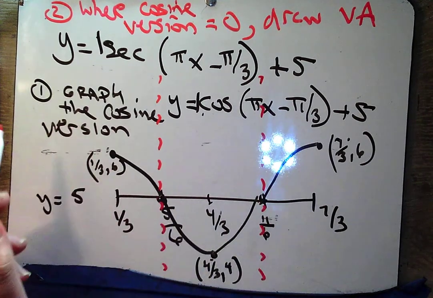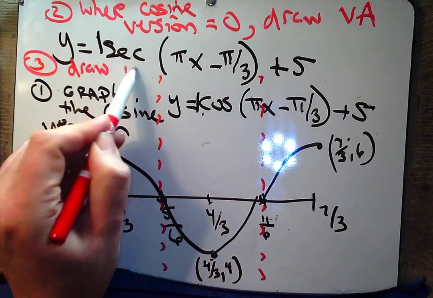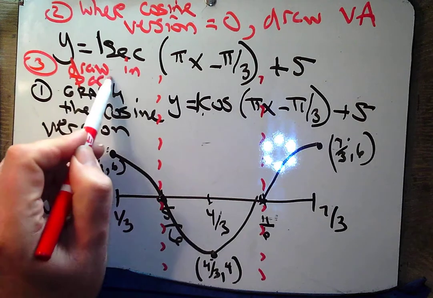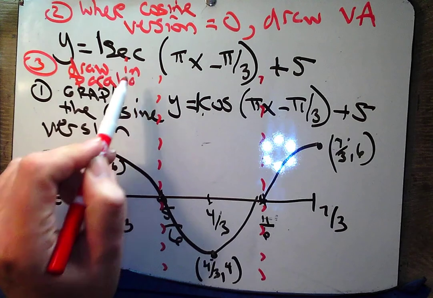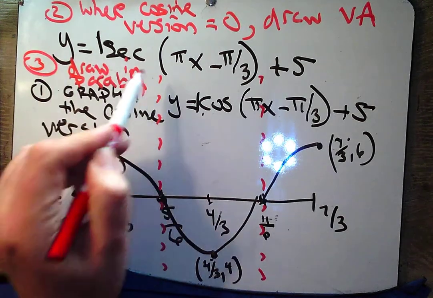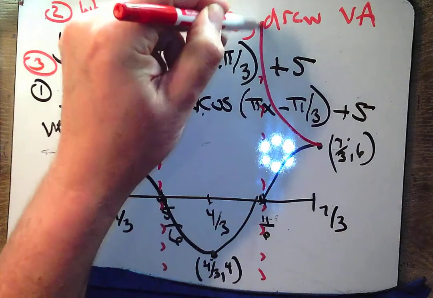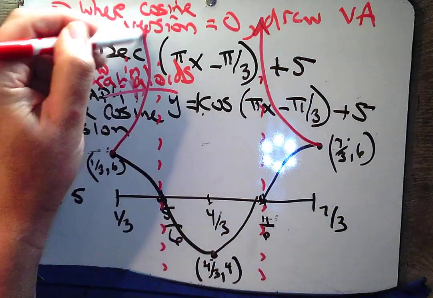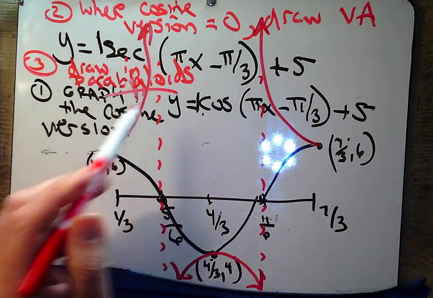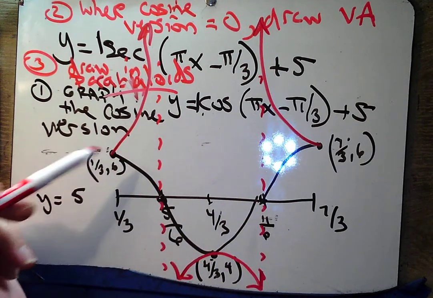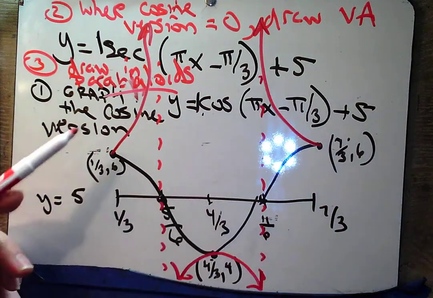And then step 3, and this is the last step, draw in, and the great word for you is paraboloids. There we go, loids. We've got paraboloids. So I'm going to have something that bends to that asymptote, that bends to that asymptote, that bends to those asymptotes. So the red stuff is the answer to the question, hey, what's the graph of secant pi x minus pi over 3 plus 5?